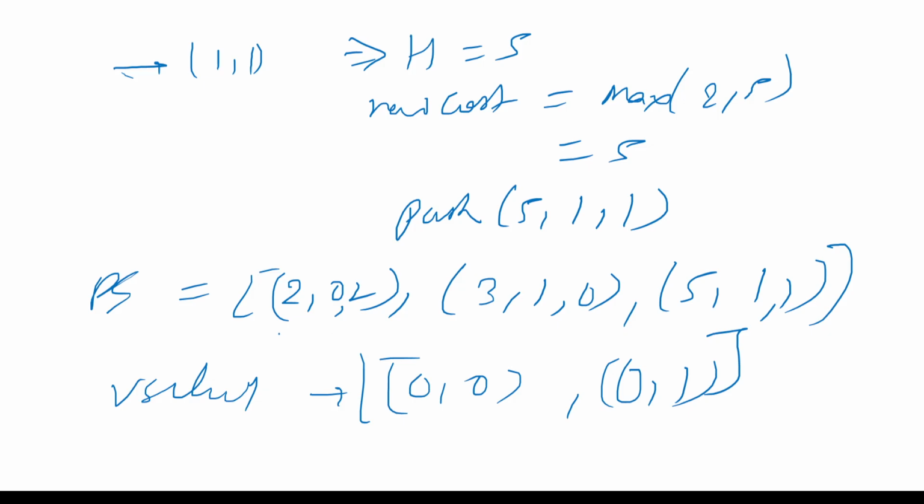Similarly, you will pick this smallest one. You will remove from the priority queue. You will mark in the visited set. You will add in the visited set. Like that you will do, and you will keep moving ahead.